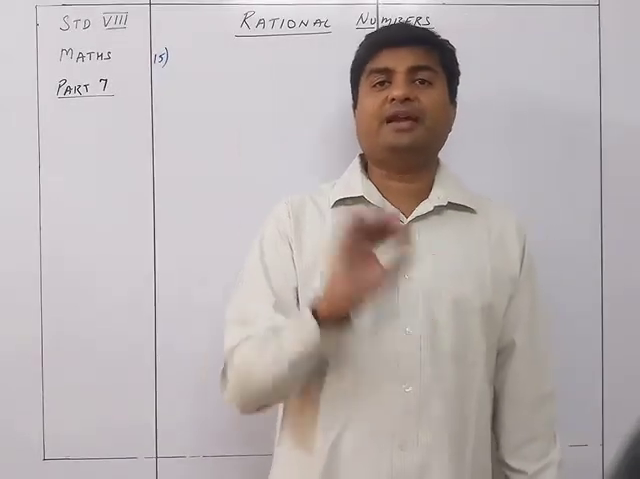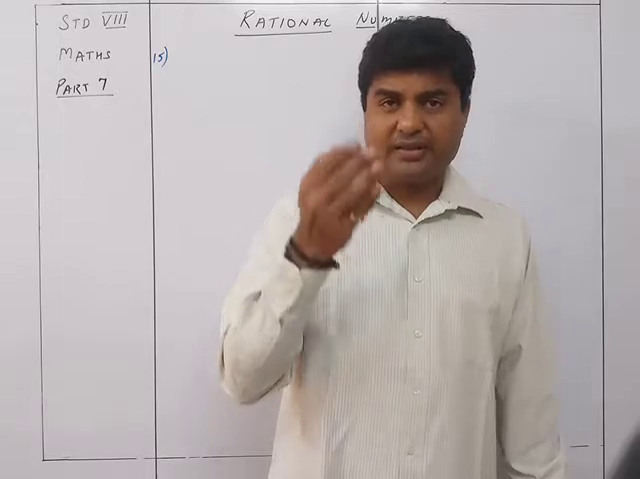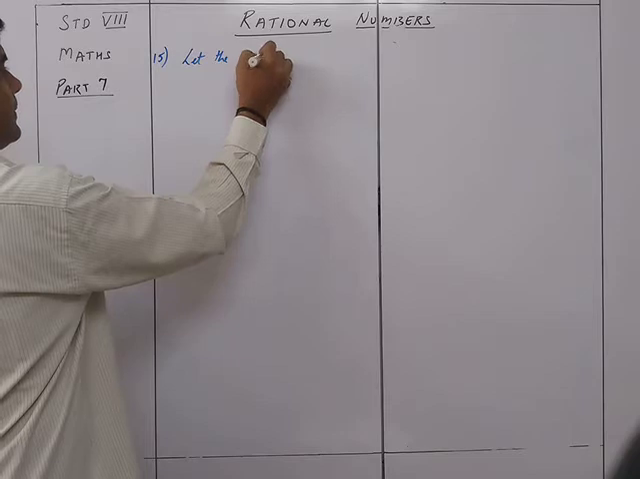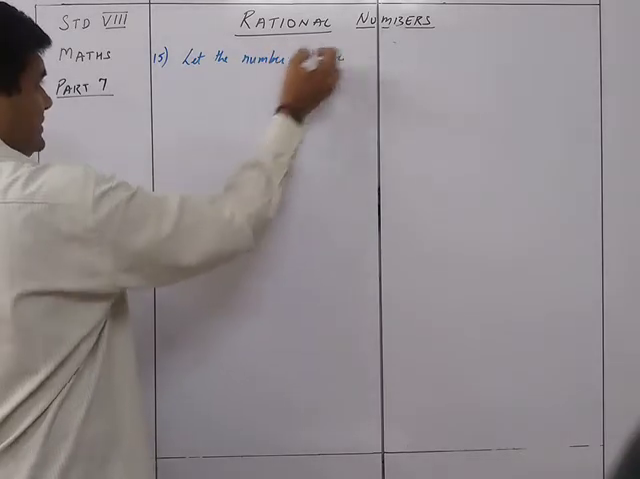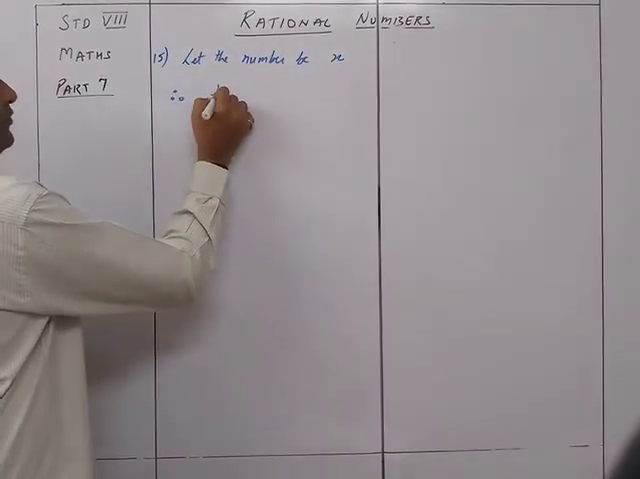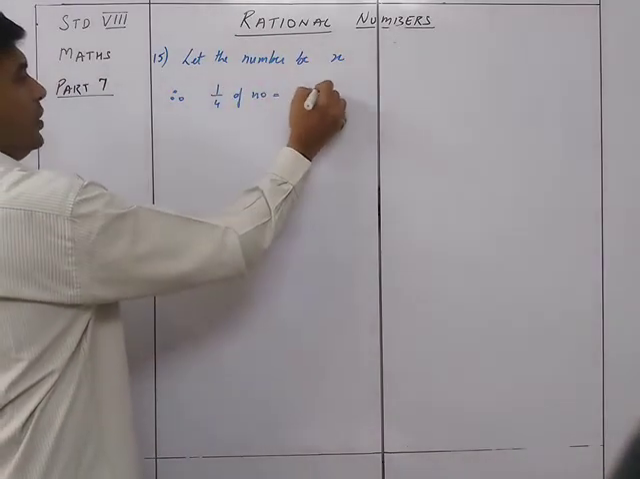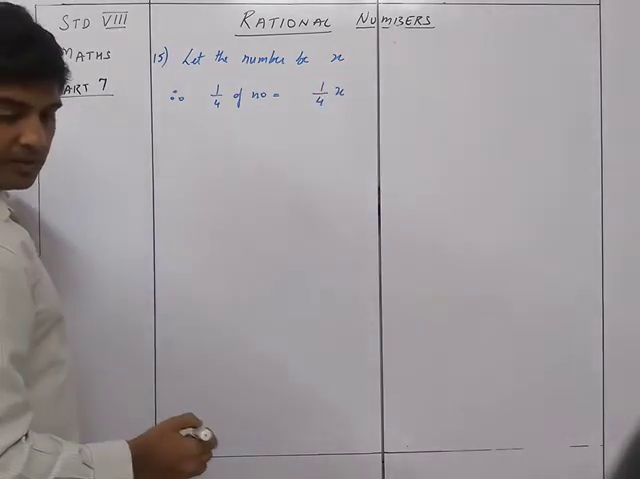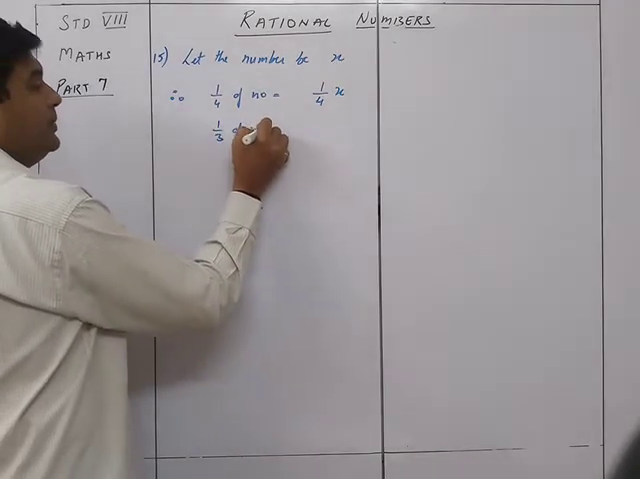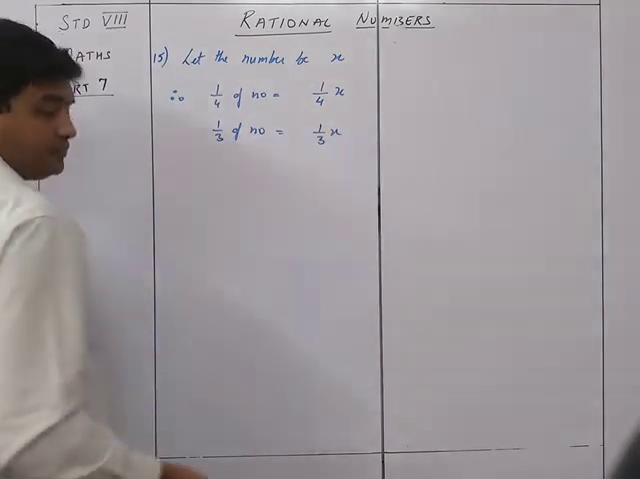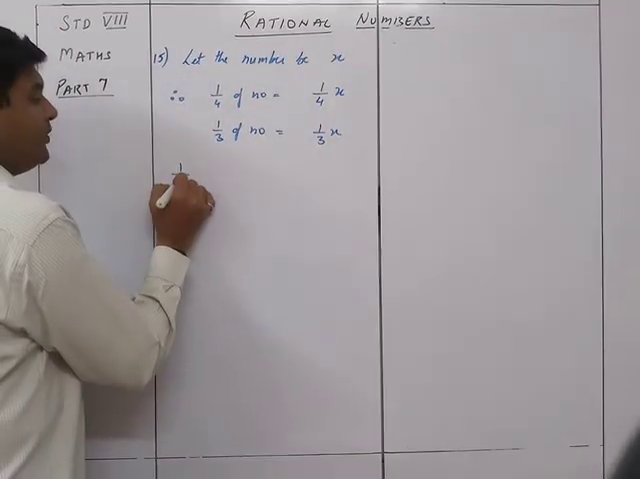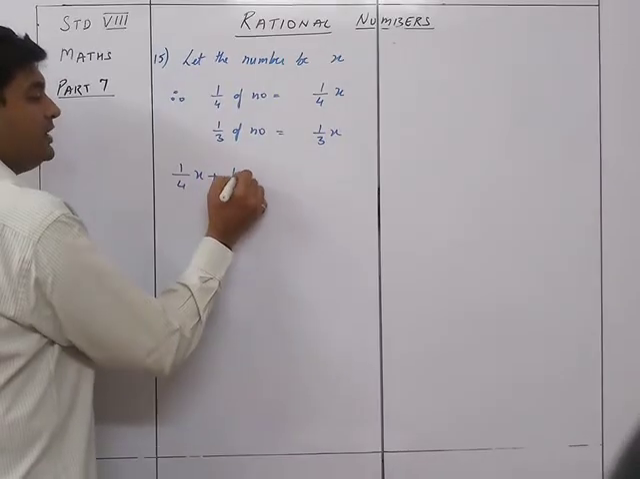So first of all, we need to find the number, so let the number be x. Therefore, 1/4 of the number is 1 upon 4x, which is added to 1/3 of the number. So 1/3 of the number is 1 upon 3x. So you are going to add these: 1 upon 4x plus 1 upon 3x.